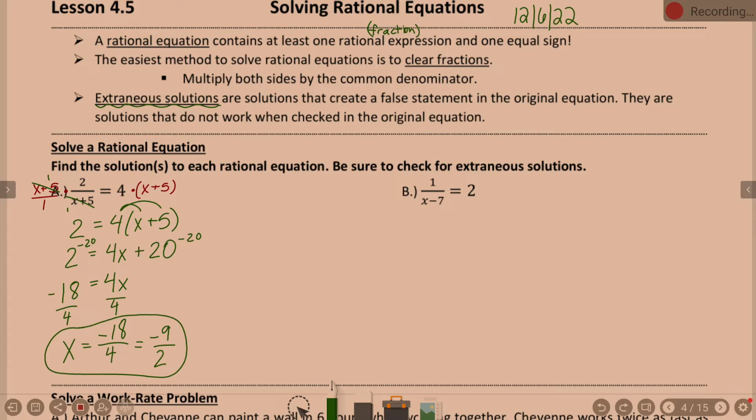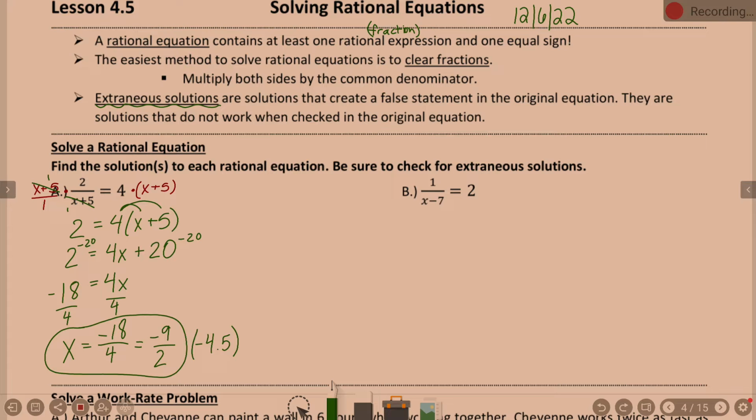negative 4.5. And I would be perfectly fine with a decimal there too, because it's not something I had to round. If I had to round it and change the value, it would be a little bit different, but because it's an exact decimal like that, we can do that.